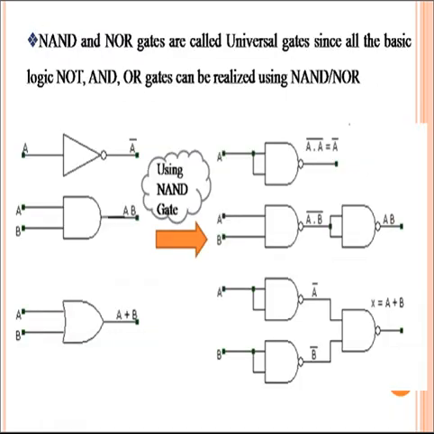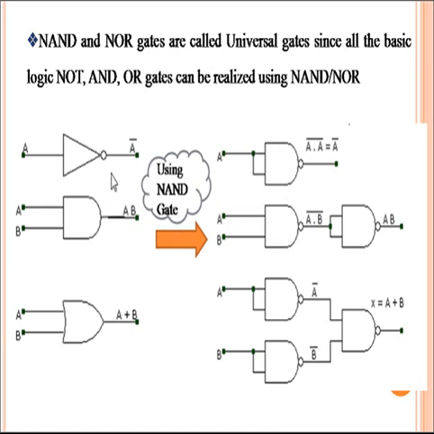Why are the NAND gates and NOR gates called universal gates? Because with the use of these two gates, you can realize any Boolean expression or any basic logic gate expression. For example, these are my basic logic gates. These logic gates can be realized using only NAND gates. Then, how do I have to realize this?